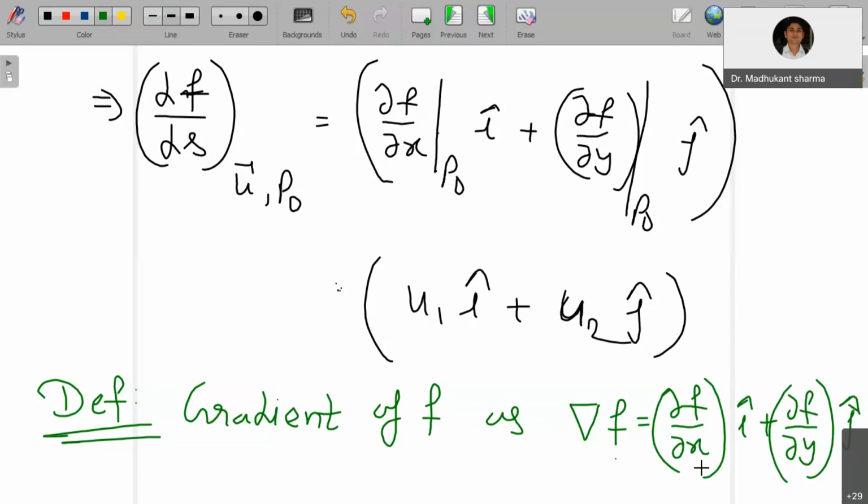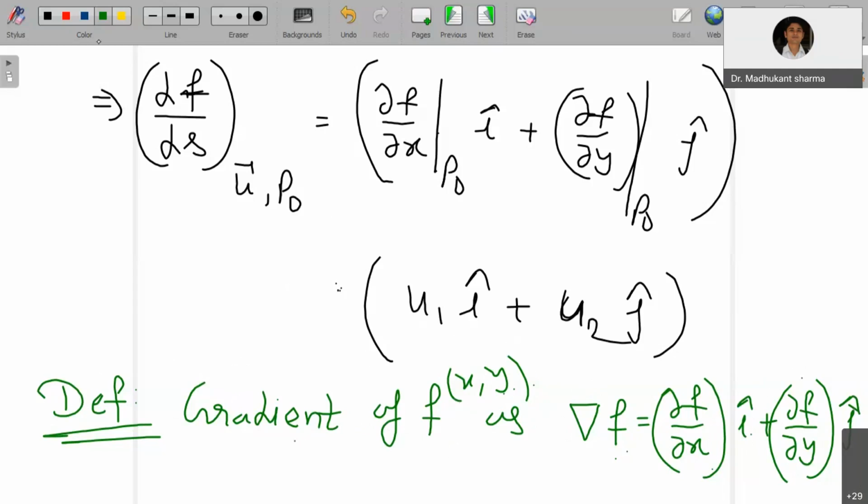Right, so whose first component is nothing but the partial derivative in the direction of x, and the second component is the partial derivative of f in the direction of y. So you can increase this dimension now. Gradient of f means f of x comma y. If you have x, y, z, then the gradient of f is ∂f/∂x i plus ∂f/∂y j plus ∂f/∂z k, and so on. You can increase n to as many variables as you like.